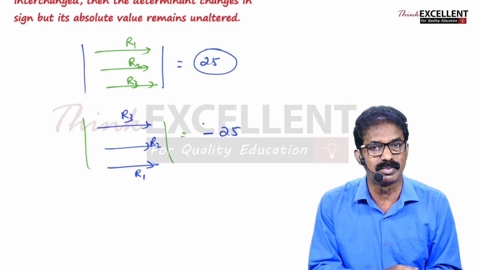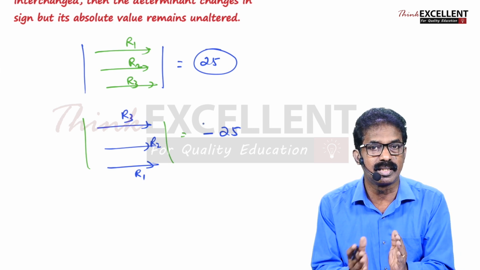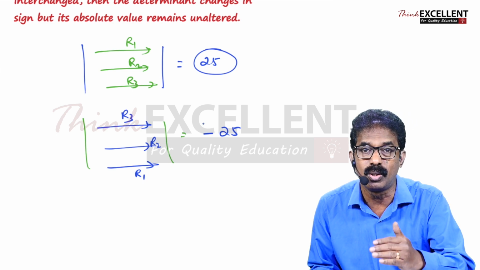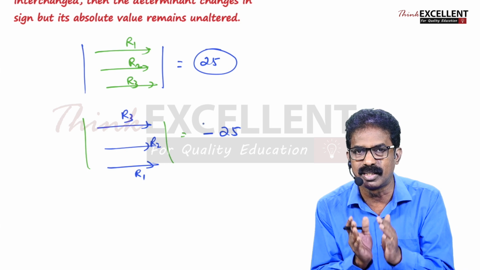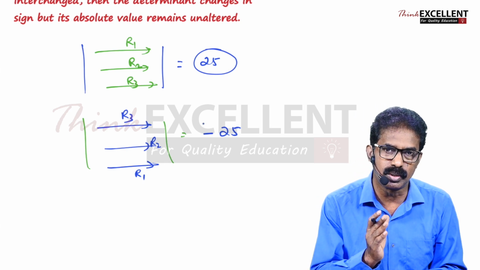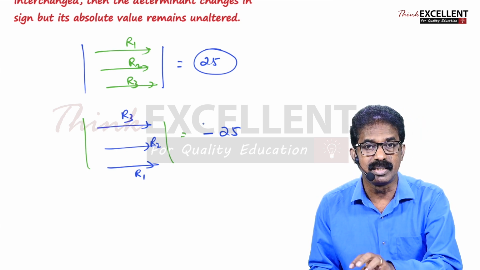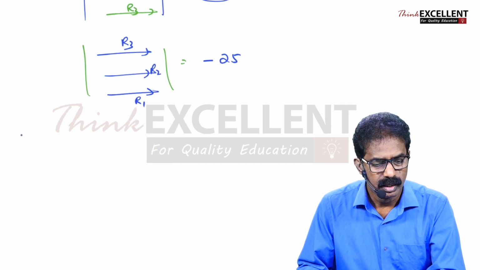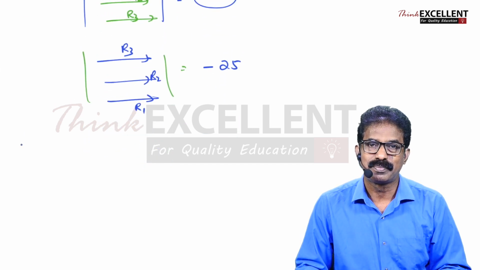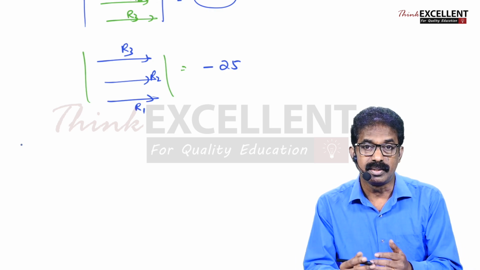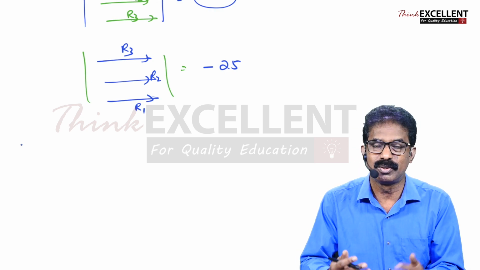Or even 2 columns. Interchange 2 rows or interchange 2 columns. Don't interchange a row and a column. Either interchange 2 rows or interchange 2 columns. The value changes in sign. Suppose if we interchange 2 times, the sign changes 2 times. Minus, one more minus, so it becomes plus, right?